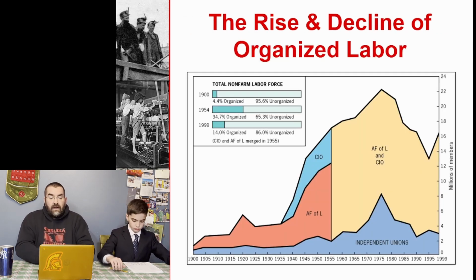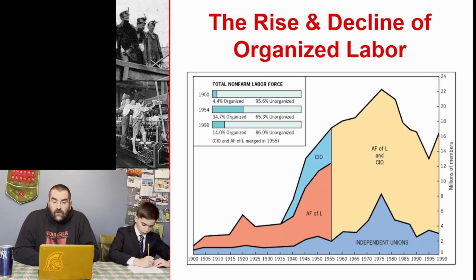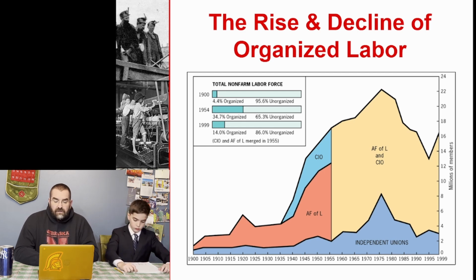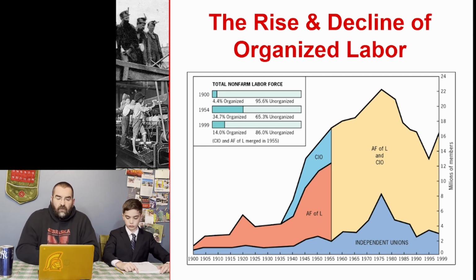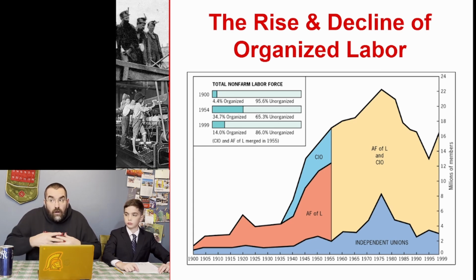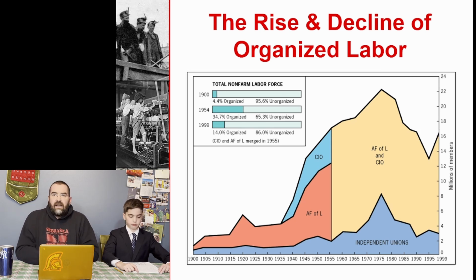Last one here, got a great chart that shows you membership in unions. In the 1930s, you see this blue part of the graph. This is the CIO. Members of the AFL began to break away in the 1930s, think the Great Depression, because they felt that unskilled workers had to be represented as well.